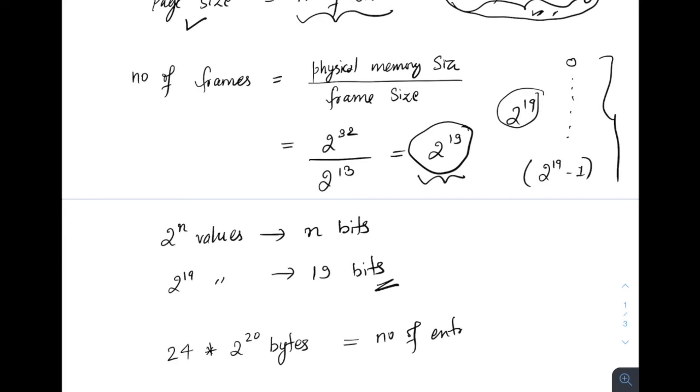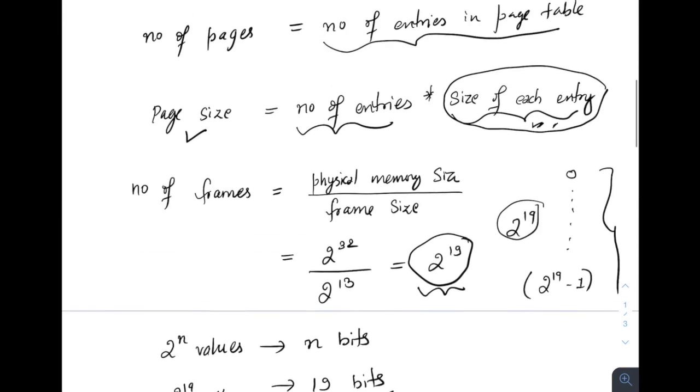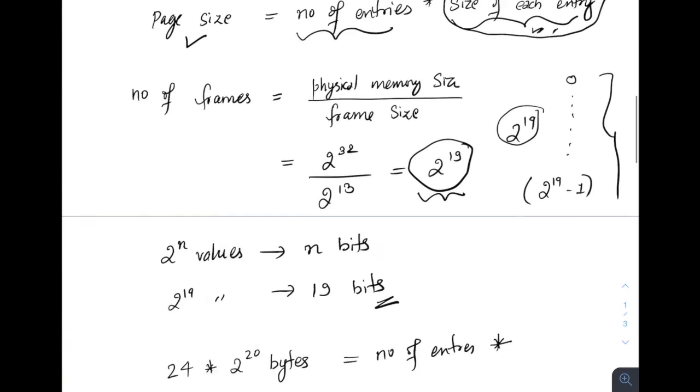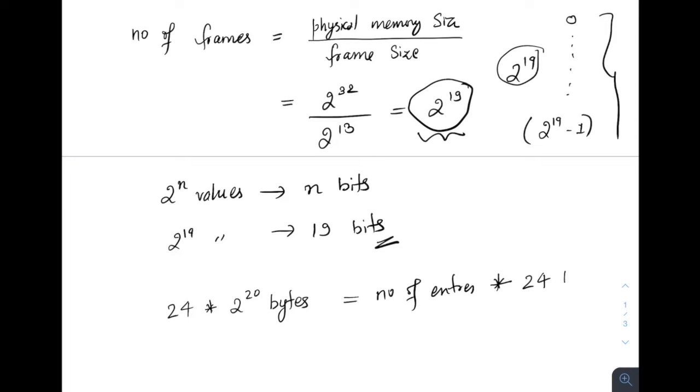Let me write something like this: number of entries into size of each entry. We already know that size of each entry is 19 bits. Sorry, it's not 19 bits. Okay, it's 19 only, right? Just 1 minute. No, sorry, I forgot. It's not 19, it's 24, right? Because this is 19, we added it here, right? So total size of the page table entry is 24 bits, right? I forgot this. So this is 24 bits.